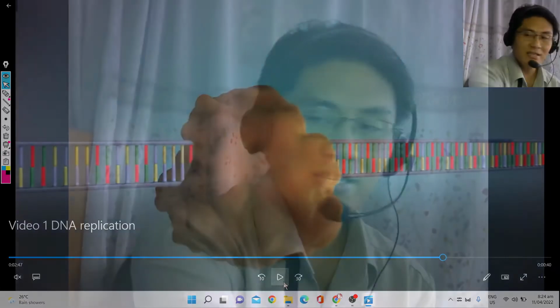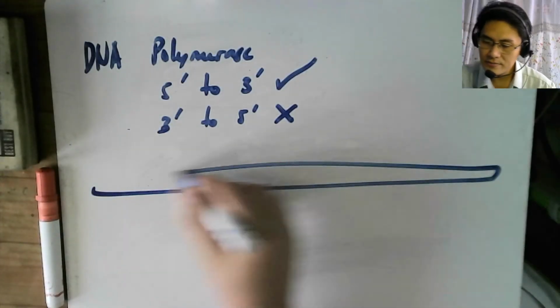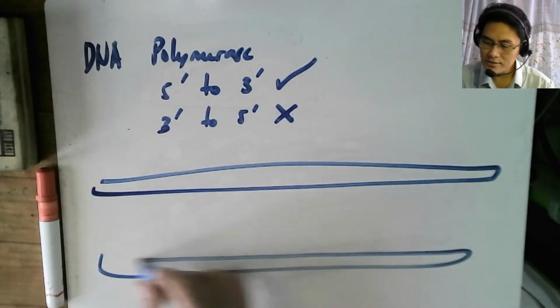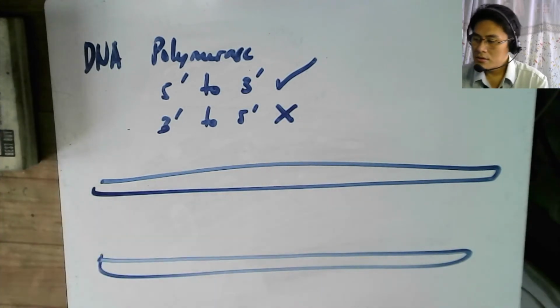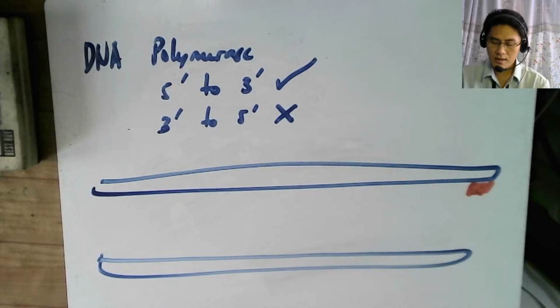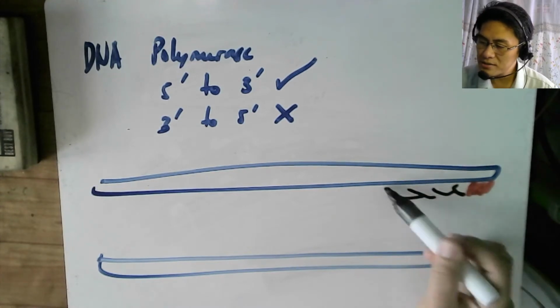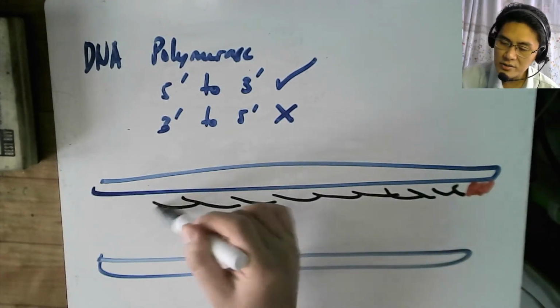Okay? So as you can see, you can imagine that if this is the leading strand, there are the primers here, attached by the primase, and then the DNA polymerase simply builds all the way until it reaches the ends.